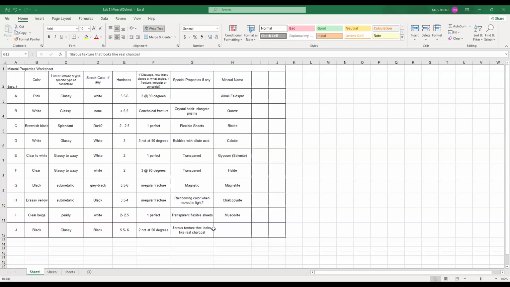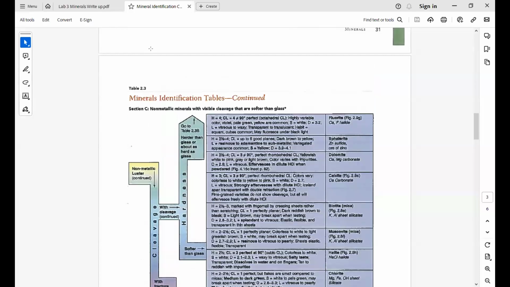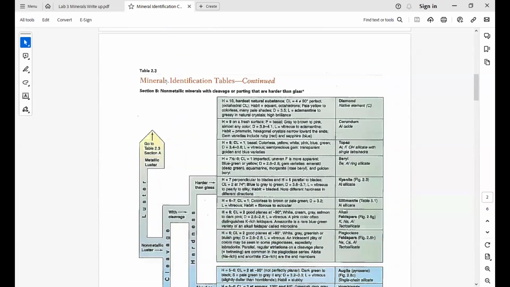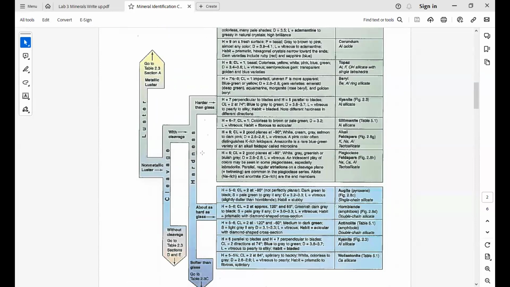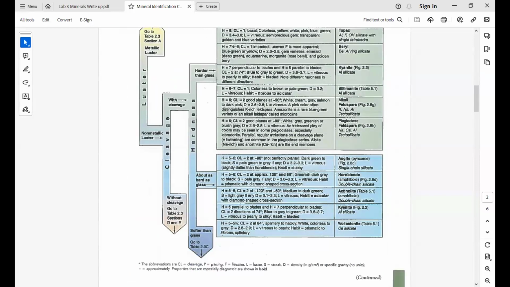Okay, so let's go find that in our chart set. Share screen, here's our charts. We want the chart that is harder than glass and with cleavage, right? So here's cleavage and parting and harder than glass. About as hard as glass. Okay, let's start there.